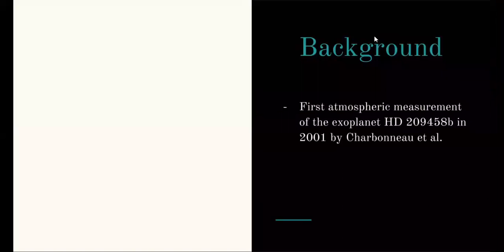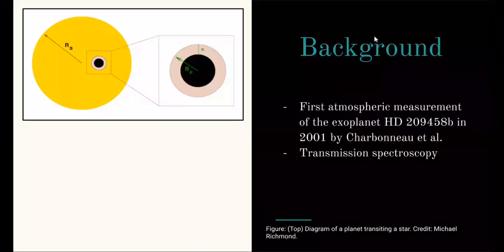The first measurement of an exoplanet's atmosphere came in 2001, when Charbonneau et al. made a detection of sodium in the atmosphere of HD 209458b. This detection was made using the technique of transmission spectroscopy.